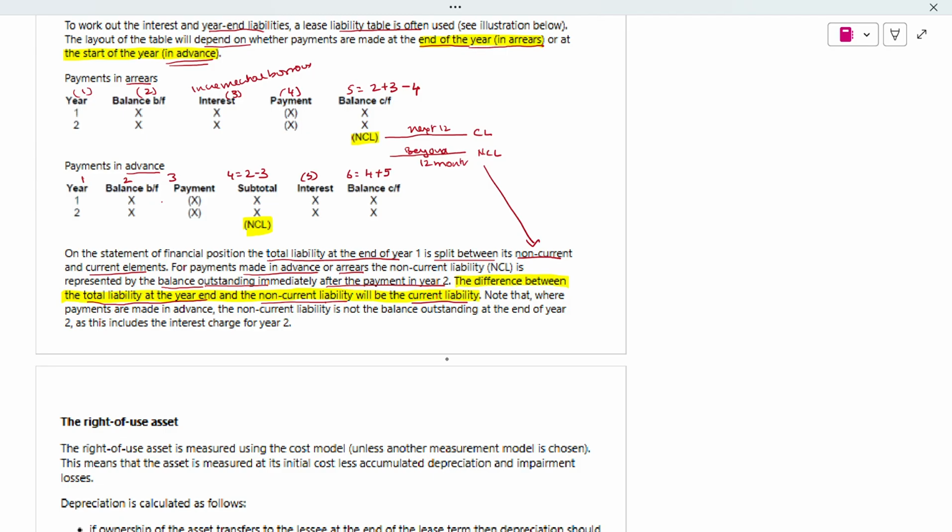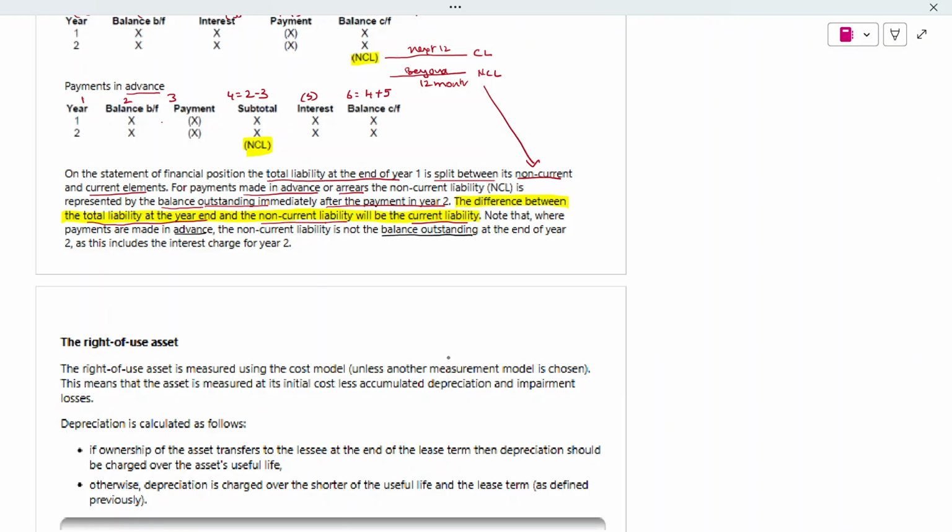Now, note that where payments are made in advance, the non-current liability is not the outstanding balance. They will not make you that confused; they will state very specifically whether it is paid in advance or paid in arrears. The only thing is we have to be a little bit careful on that.